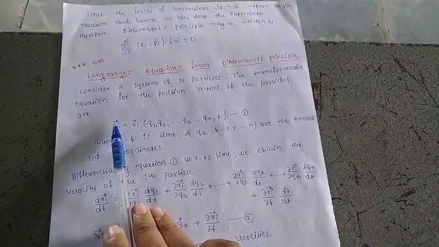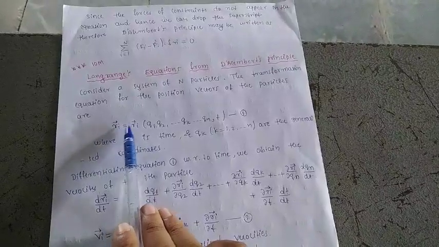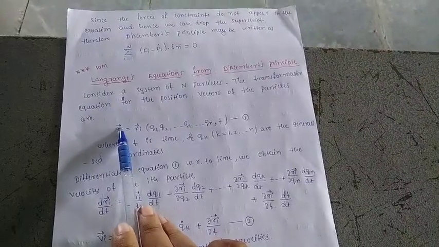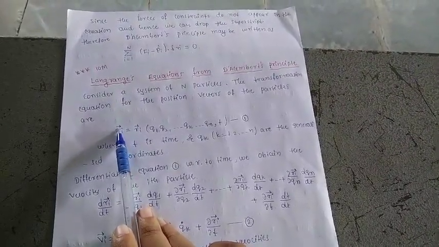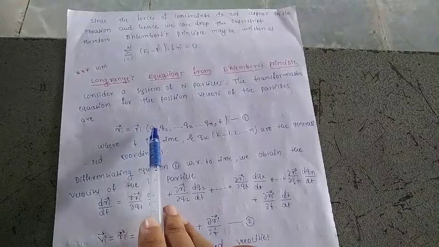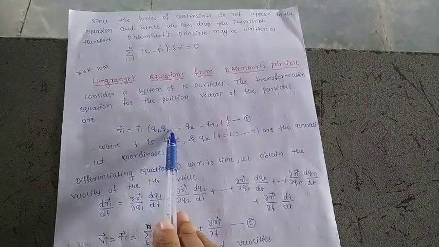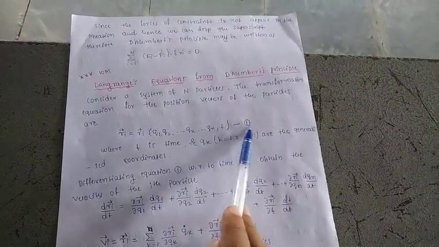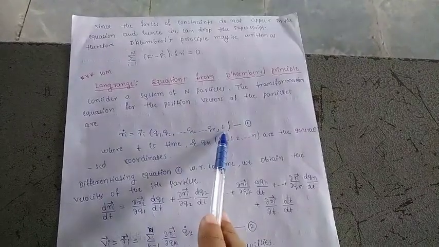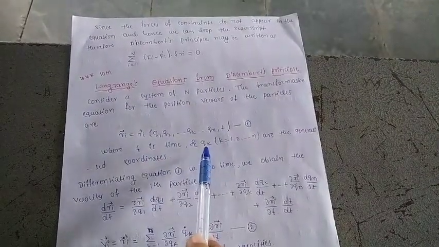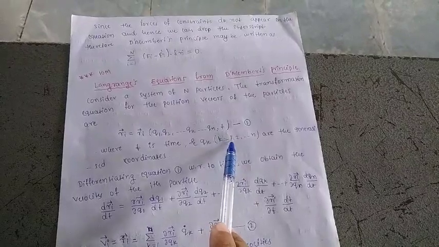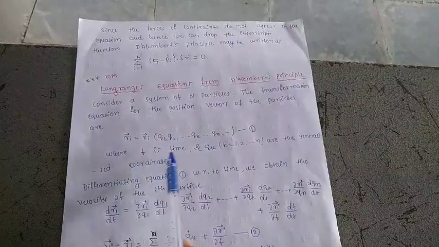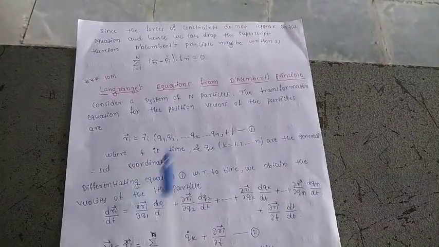We can write the transformation equation for the position vectors of the particles, Ri bar. Bar means this is a vector quantity. Ri bar is equal to Ri bar of q1, q2 up to qk and up to qn, comma t. Take this as equation number 1. Here t is the time and qk, when we put k is equal to 1, 2, 3 up to n, are the generalized coordinates.